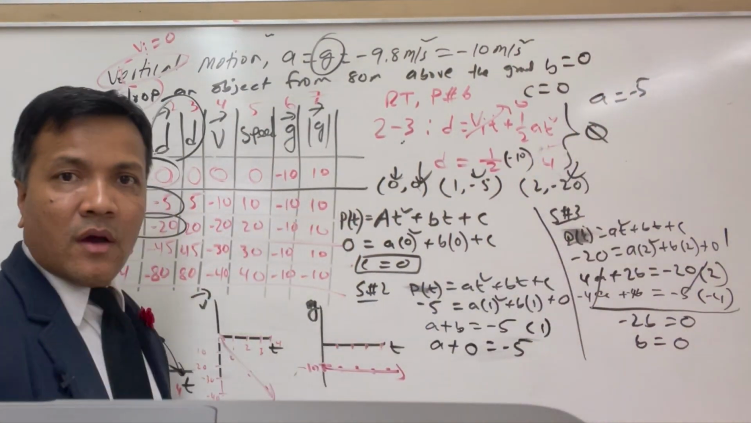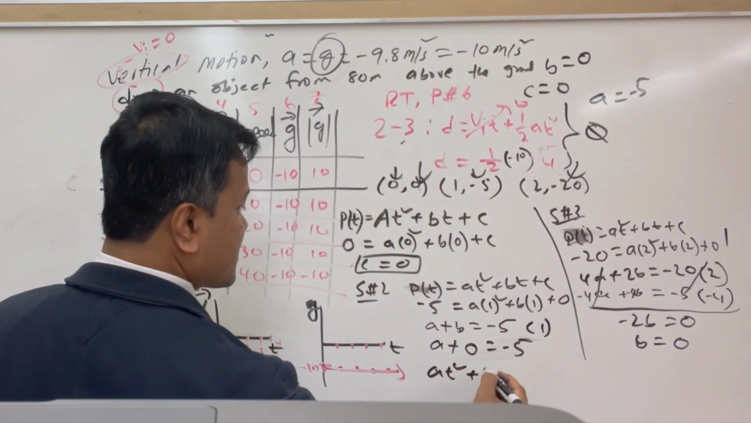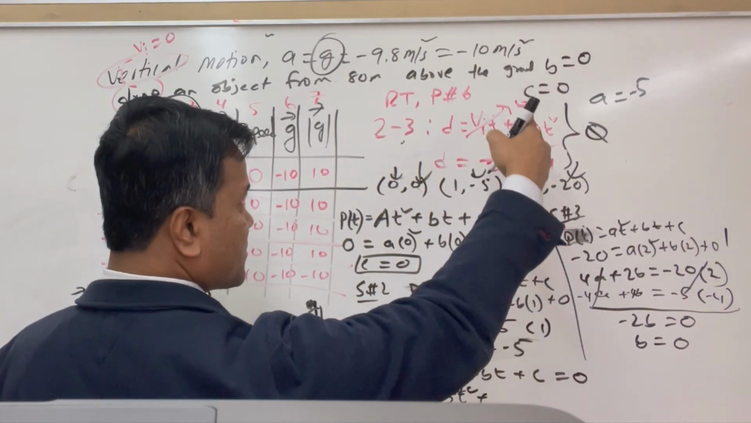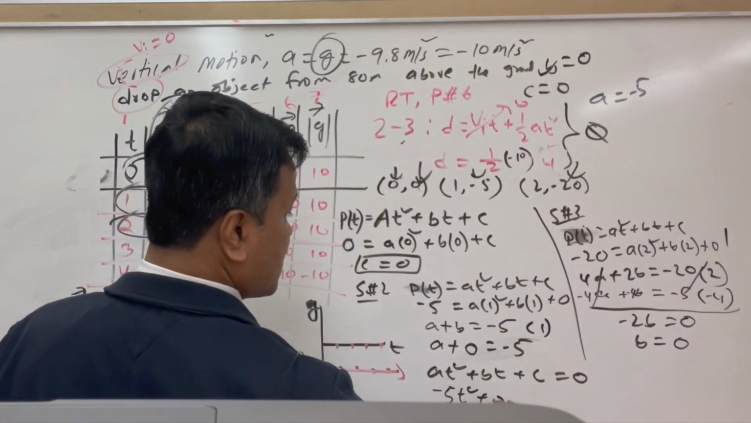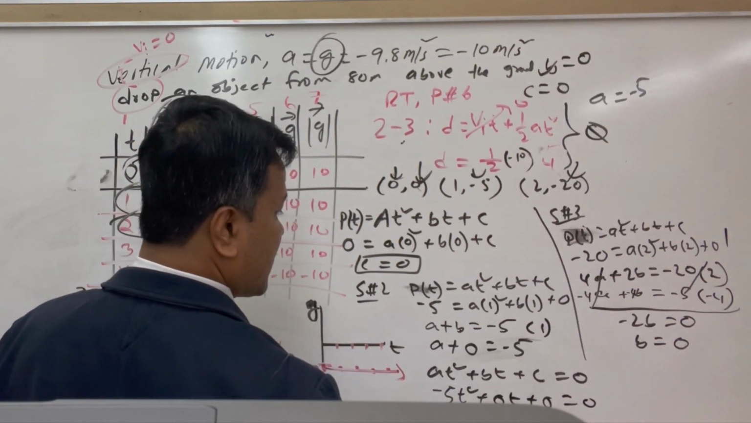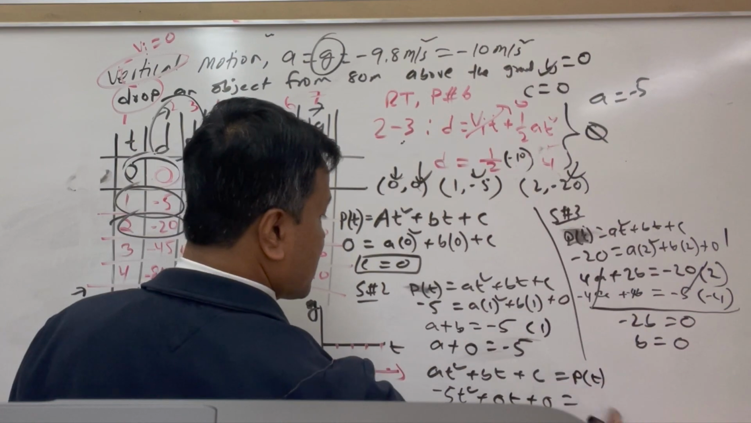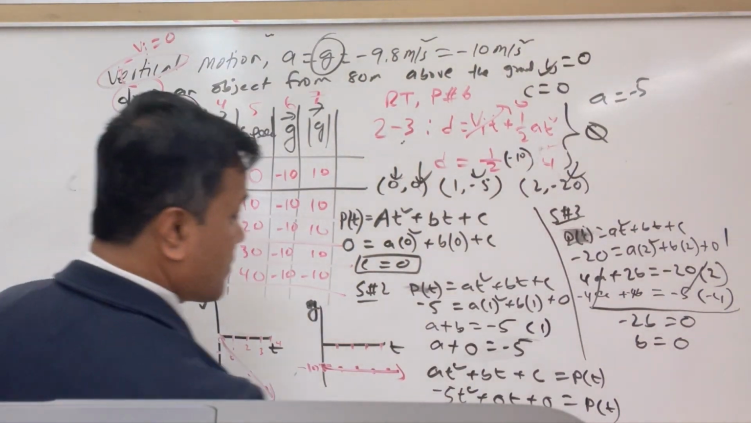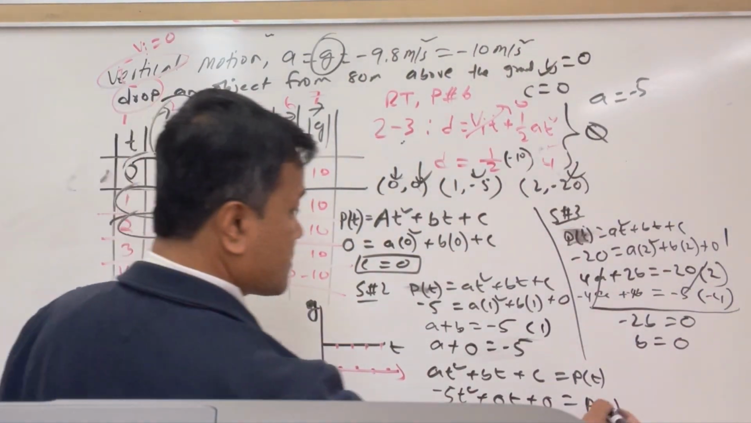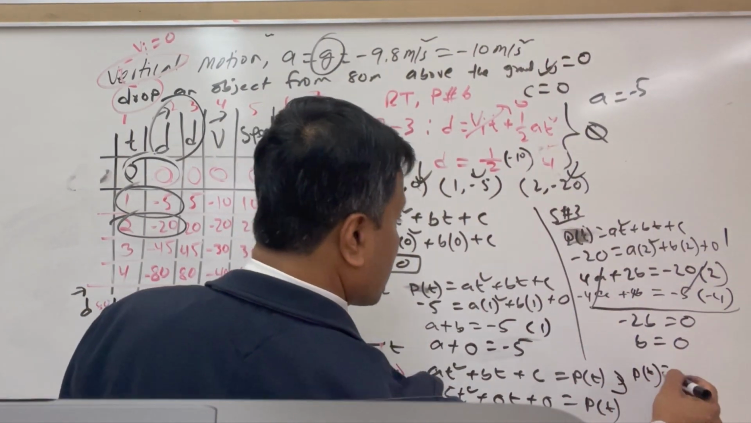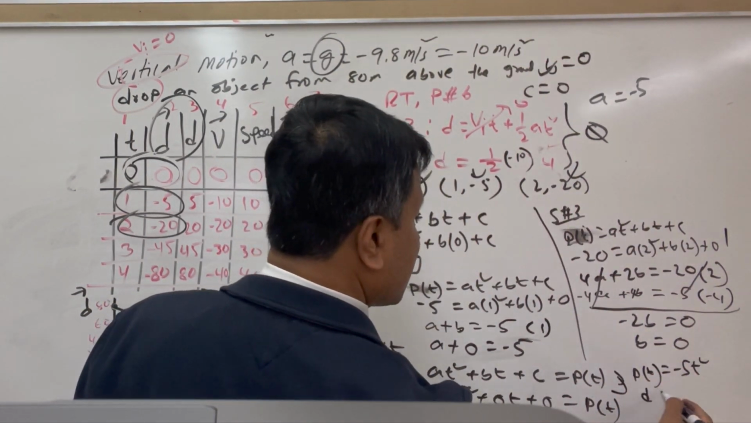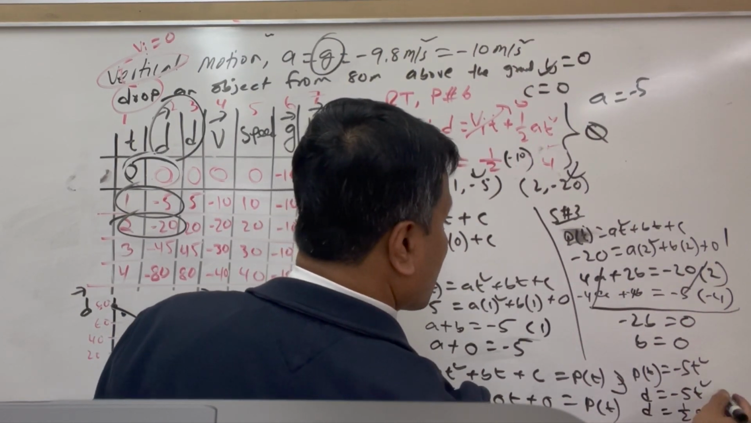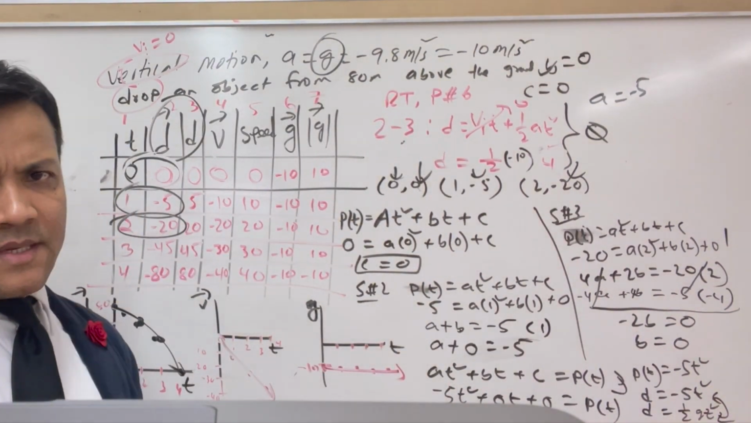All right, now we're almost there. So a t squared plus b t plus c, where a is equal to -5, b is equal to 0, and c is equal to 0. So now we're going to write over here: p of t is equal to -5 t squared, and we can call it d is -5 t squared, or d is half g t squared, and both are the same. All right, and that was today's lesson.